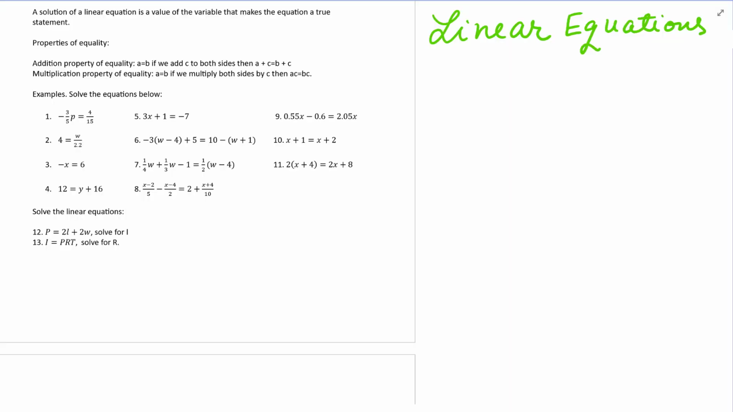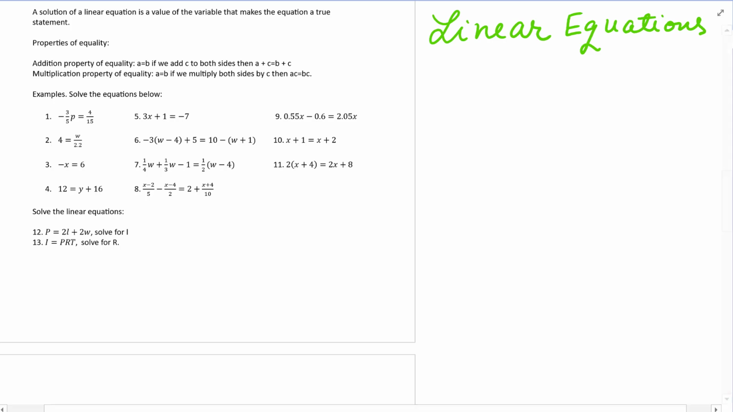In this video, we'll solve a few linear equations, and we're going to solve linear equations in one variable. So I have a few examples here. Solve the equations below, and I'm going to solve a few of them.